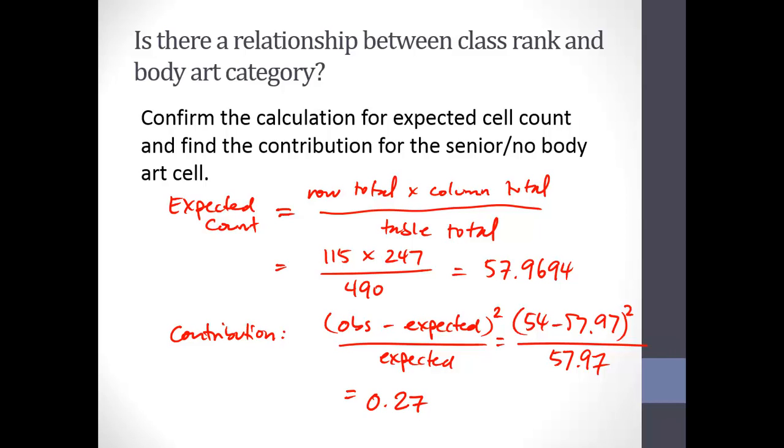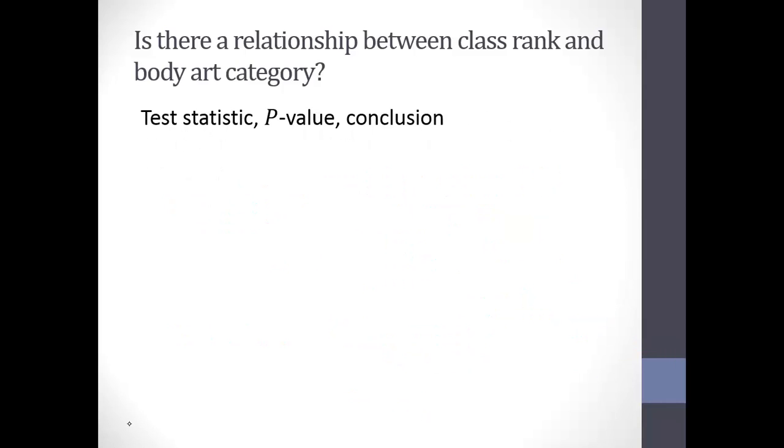Okay, so that's just remembering how, that's something you might be asked to do in the final exam, is remembering where those numbers come from. So we're not going to make you calculate the whole thing, but just remembering where all that comes from. So now we can find our test statistic, p-value, and conclusion.